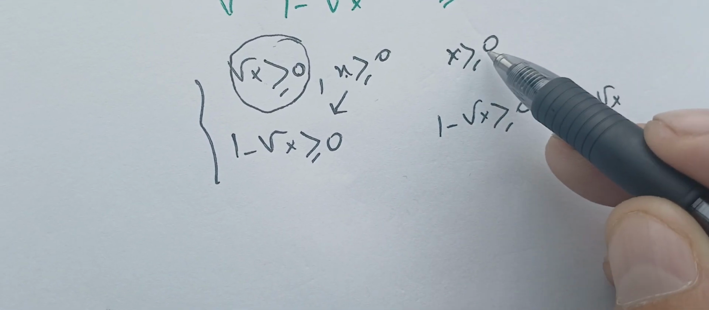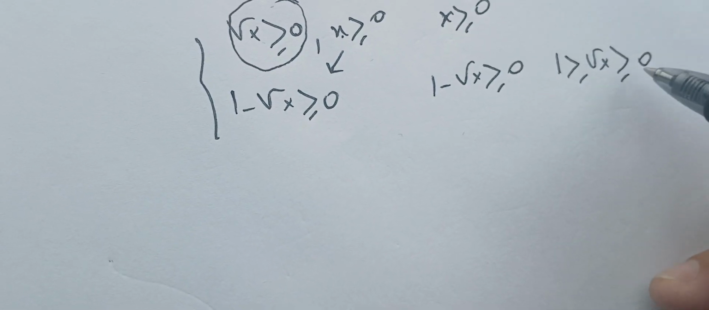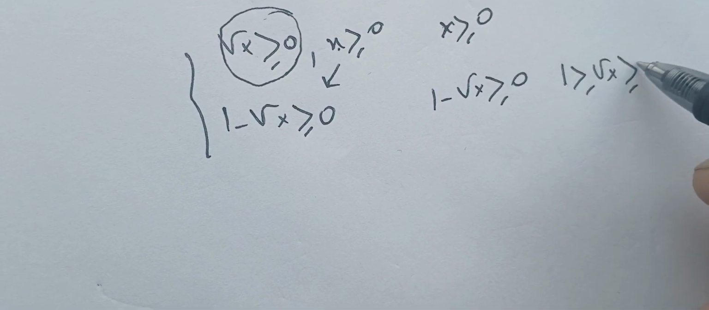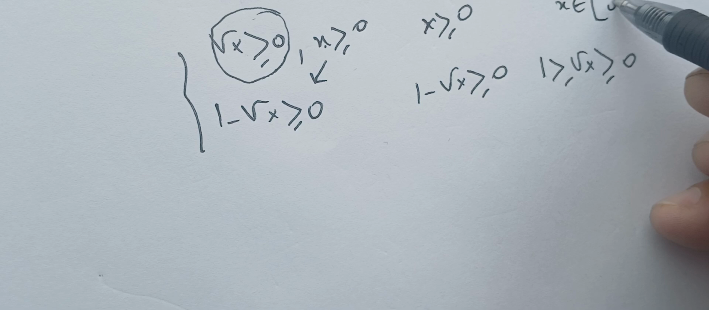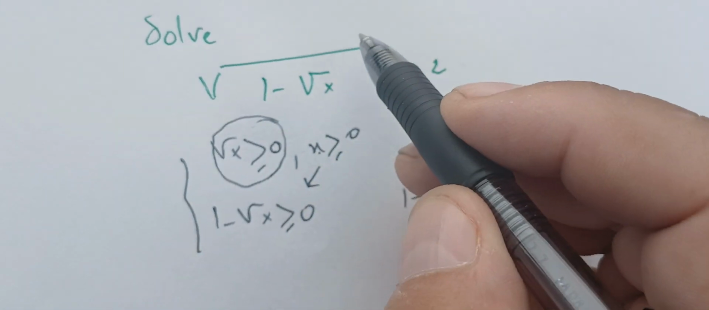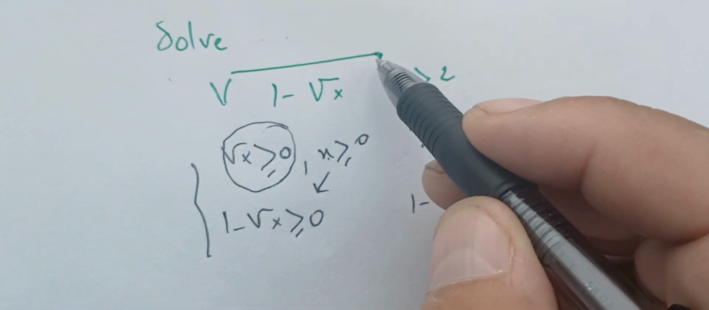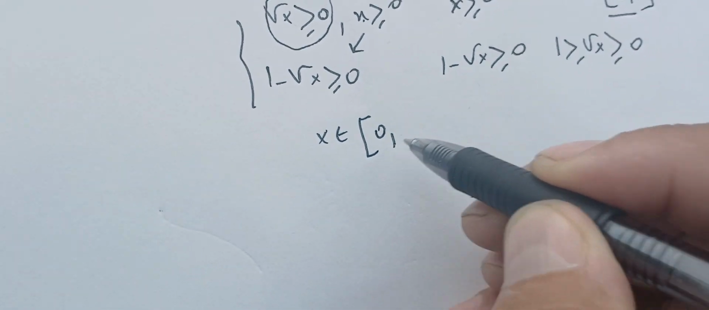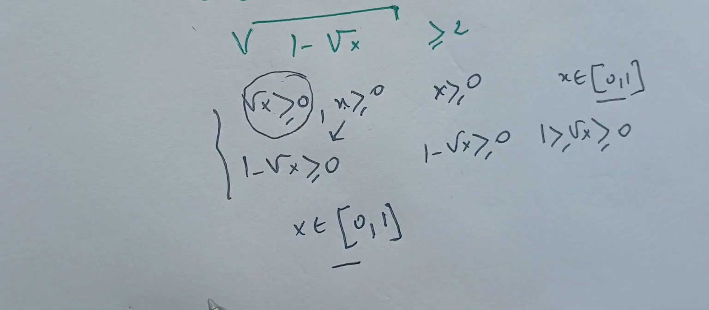So now we have x bigger than 0 and 1 minus square root of x bigger than 0. This will give us that 1 is bigger than the square root of x. But given that x is bigger than 0, the square root of x is bigger than 0. And therefore, if we just square everything here, we get that x is in (0, 1). Okay? So to have a sense for this, we need to have x be in the interval (0, 1).